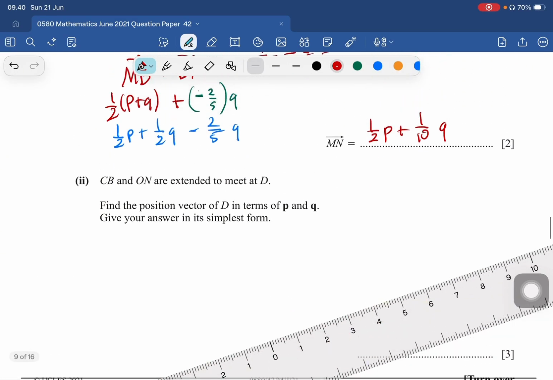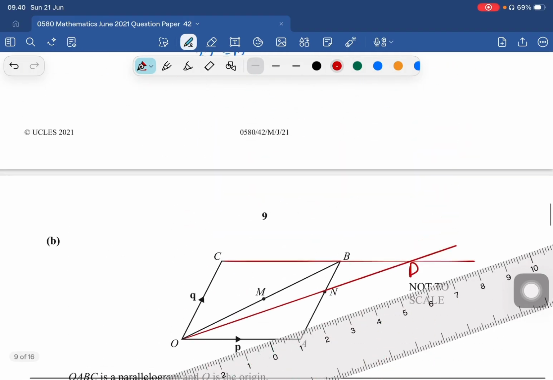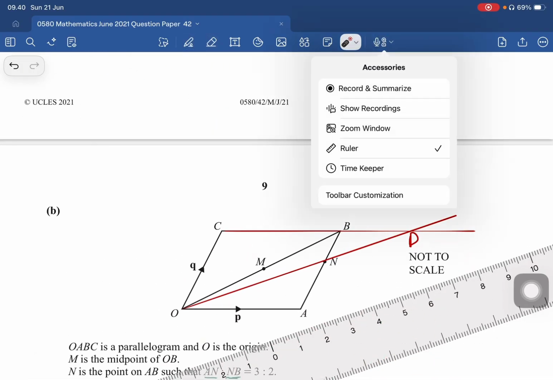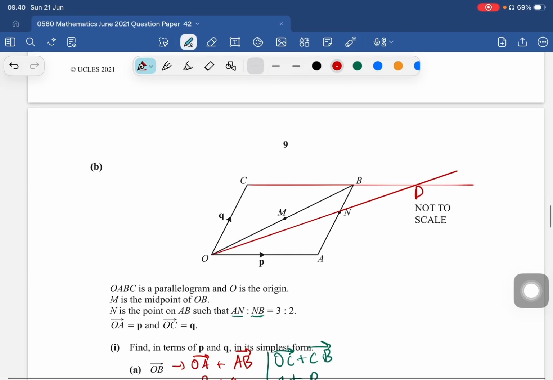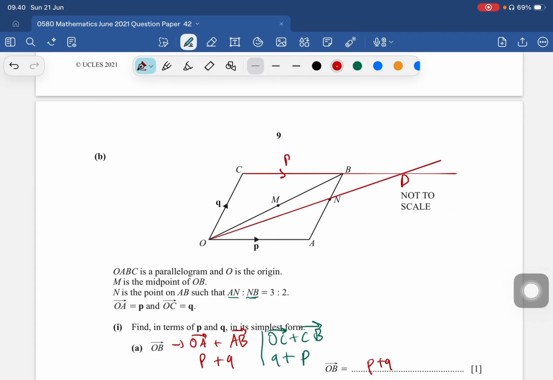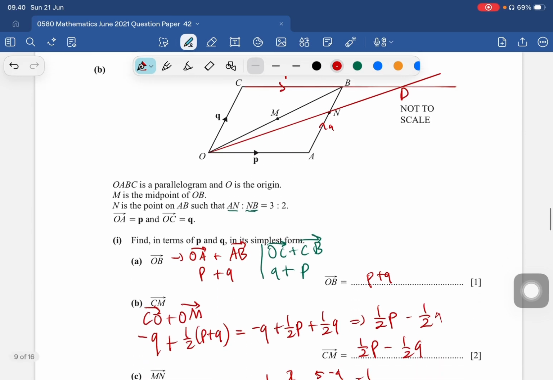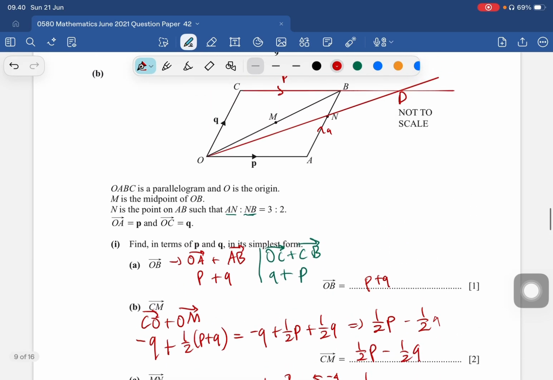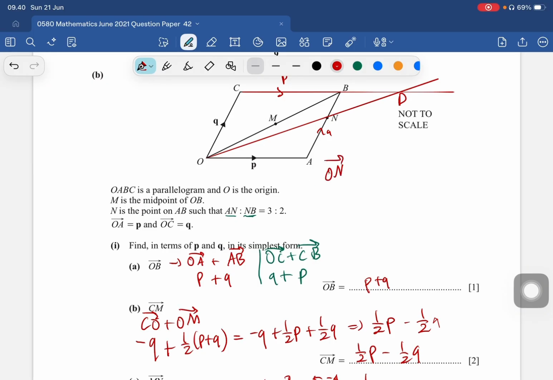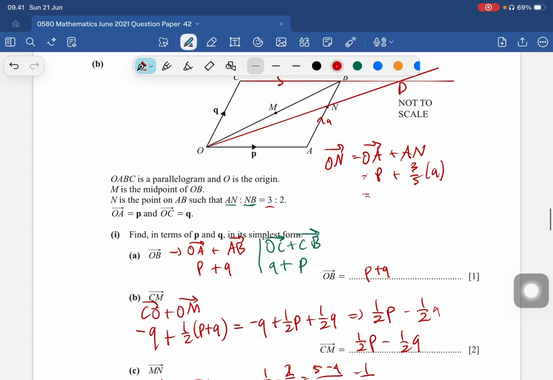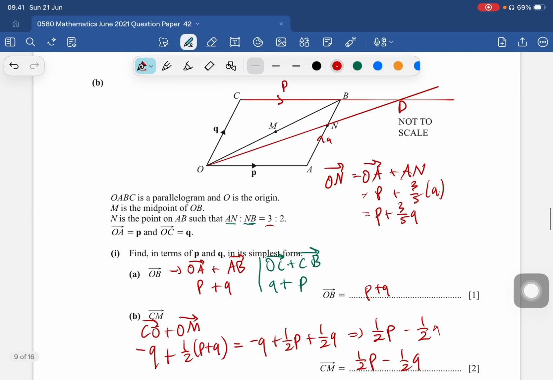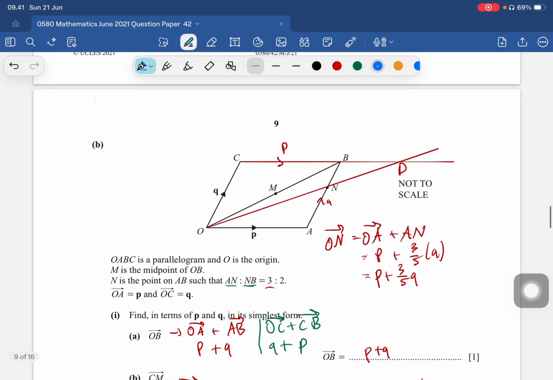Find the position vector of D in terms of p and q. So let us see the information we got from here. So CB is p, q. Okay, we got OB, CM, and MN, but we don't know yet ON. So ON, we can get it from OA plus AN, and OA is p, A to N is here 3 over 5 of q. So N is p plus 3 over 5 q. That is the information we got. So OD, here is OD.